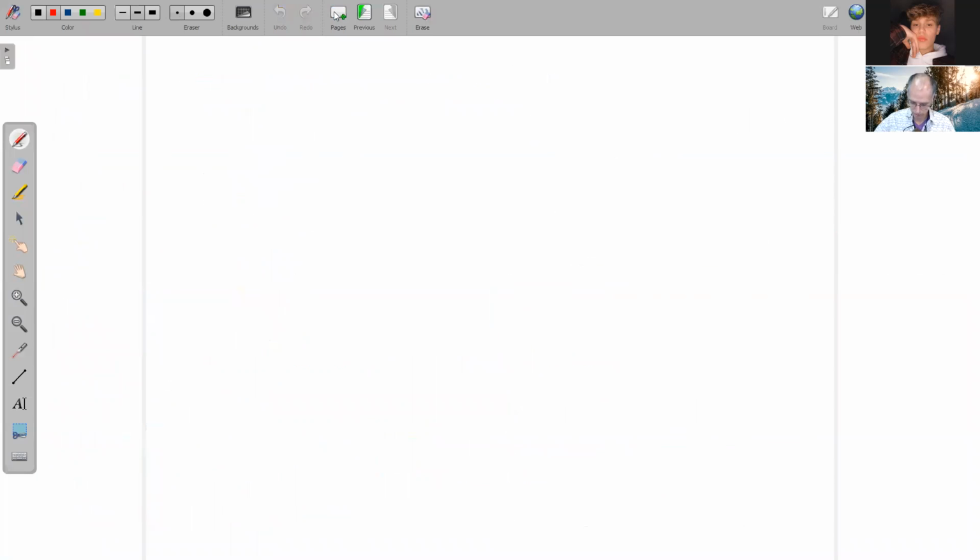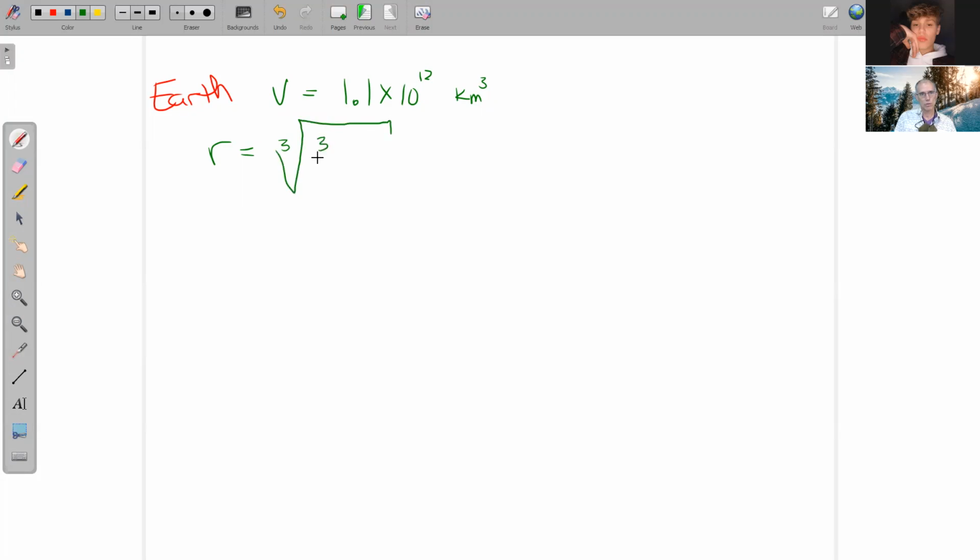New page. So for the Earth, the volume is about 1.1 times 10 to the 12th cubic kilometers. And we want to find the radius, so we're going to have to use that other formula we came up with. So the cube root of 3/4 times, let's see, it was the volume over pi is our formula. So we just need to plug into that.